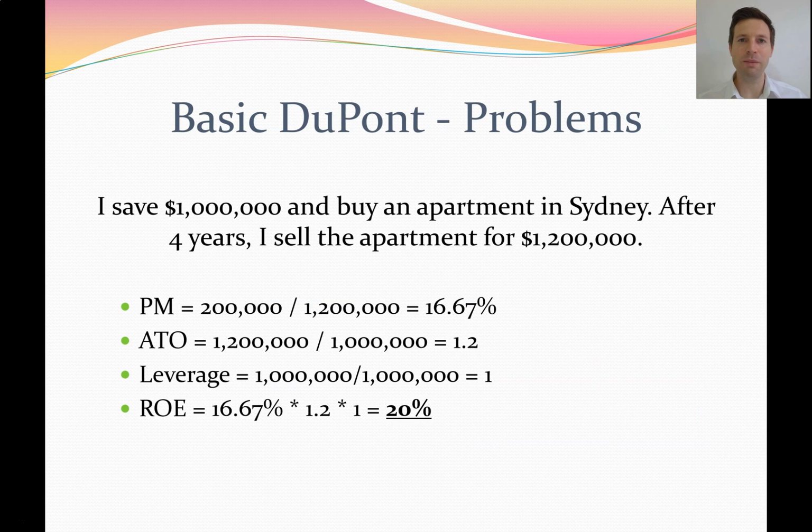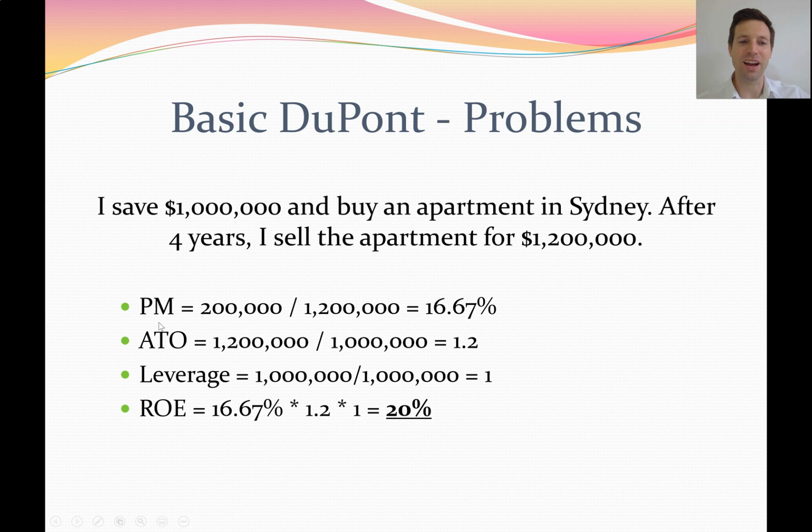So while Dupont builds on the return on equity formula and allows us to learn more about the business and the drivers of its returns, there are still some problems with basic Dupont analysis. So if we look at that same example of I save $1 million and buy an apartment in Sydney and then I sell it a few years later for $1.2 million, now I'm going to calculate my return on equity and it's going to be 20%, the same as when we calculate it in the simple format.